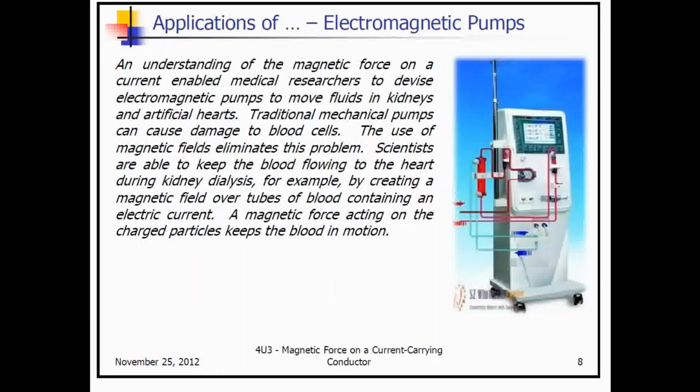Another application is an electromagnetic pump. These are pumps used to pump blood through a person who's on a dialysis machine. They use an electromagnetic pump because it applies less pressure on the body, and it uses this magnetic force to pull or push the charged particles in the blood and get them moving.